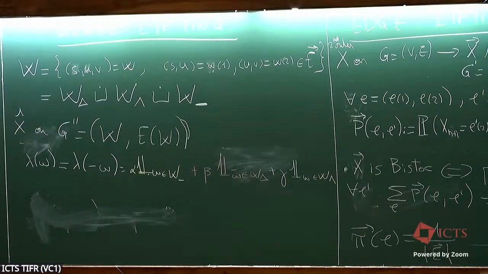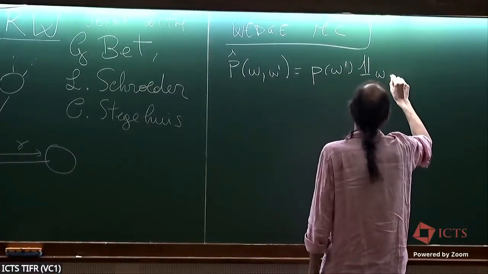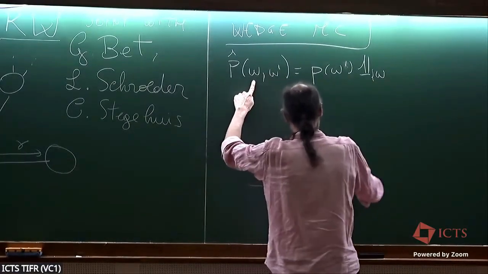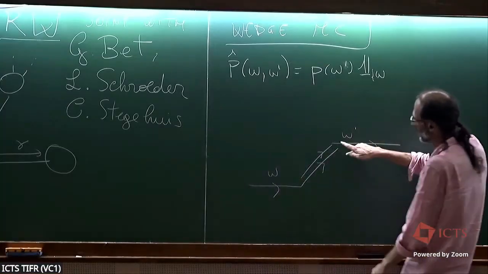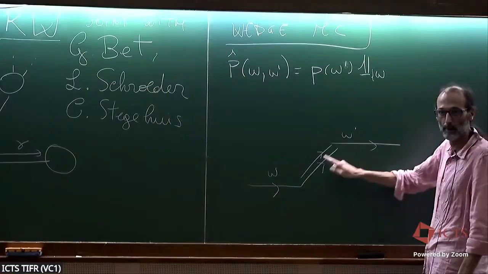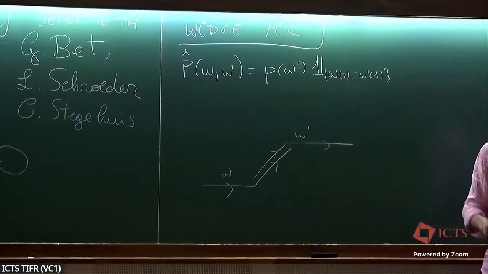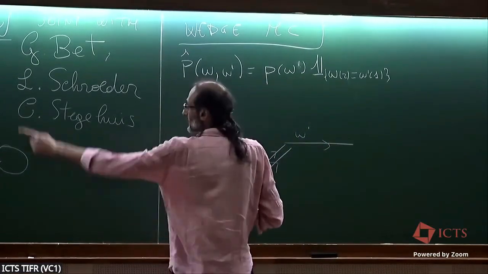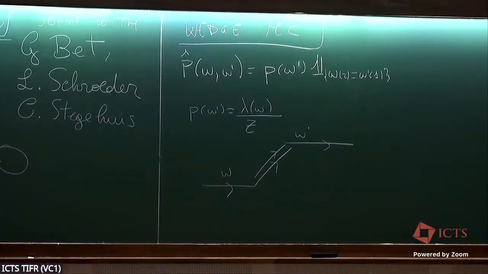The wedge Markov chain. So P hat W prime is nothing but this function. This is the wedge W. This is another wedge W prime. If, okay, I called the second edge of a wedge W2 and W1 the first part. So if W2 is equal to W prime 1, so you have the characteristic function telling you whether you can concatenate these two wedges, and then this probability is nothing but proportional to this edge type, lambda of W, normalized properly, so that this is a probability measure.